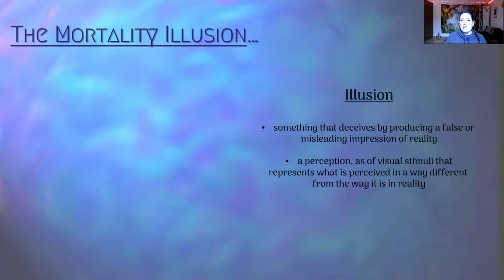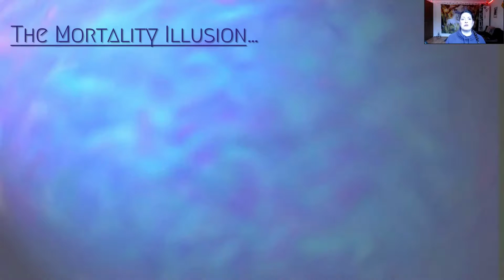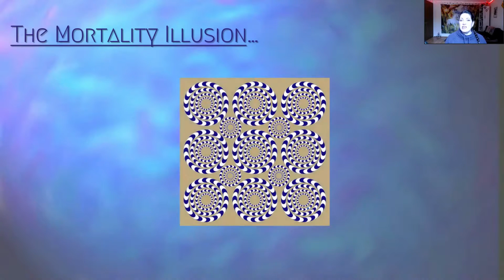Illusion, by dictionary.com's definition, means something that deceives by producing a false or misleading impression of reality. And my biggest one right there is misleading impression. Also, a perception, as a visual stimulus, that represents what is perceived in a way different from the way it is in reality, kind of like an optical illusion. So that is what the mortality illusion refers to. Just like an optical illusion, you may think it could be one thing, but in reality, it's something else.